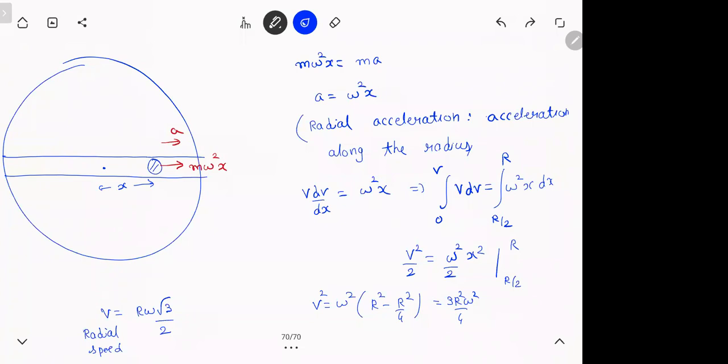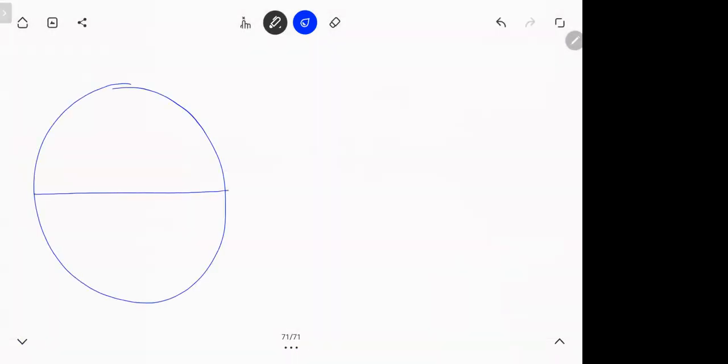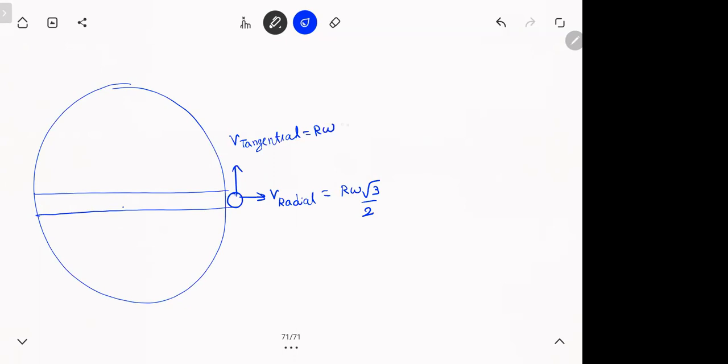Copy. Next thing. How does this thing actually go? See, what we got is a radial speed. When this is flying out now, this is the radial speed we calculated. But remember, when you're flying out, there is also a tangential speed, because you're going in a circle. When you come out, you also have a tangential speed.